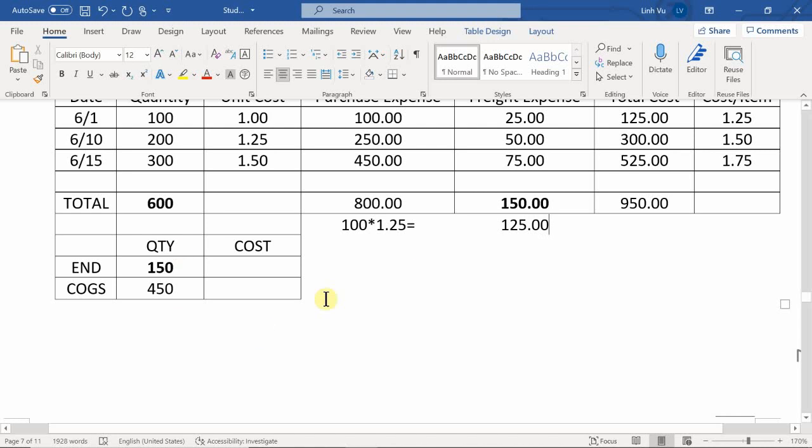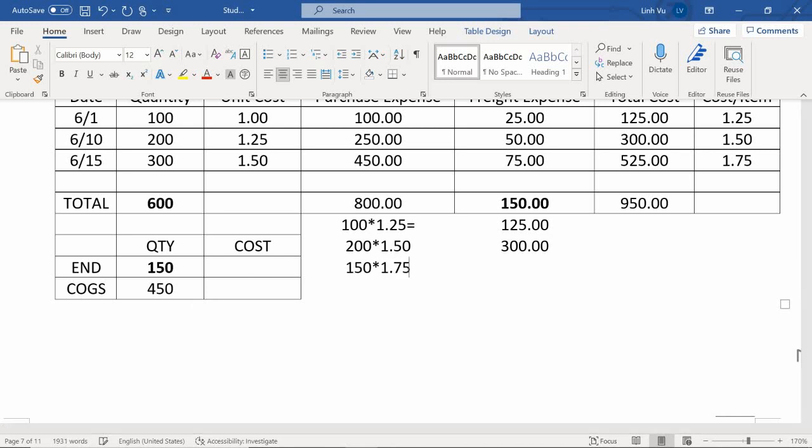So that's our first 100. How much more do we need to keep going? Which batch of inventory are we going to take out next? 200 at $1.50, which gives me a grand total of 300. So now I sold 300. How many more do I need to sell? 150 at $1.75, which gives me a total of 262.50.